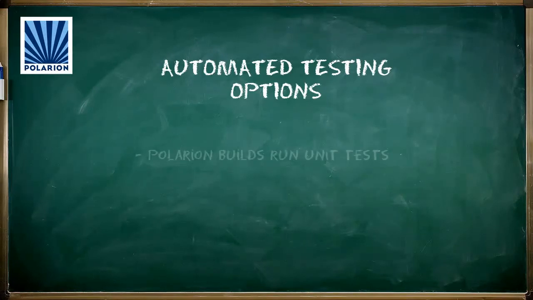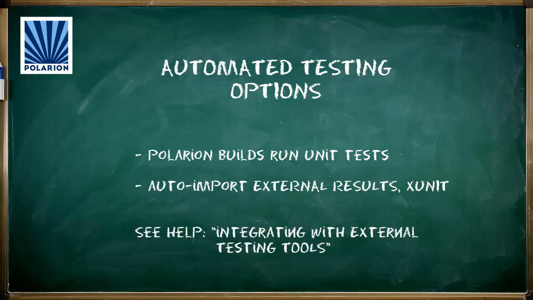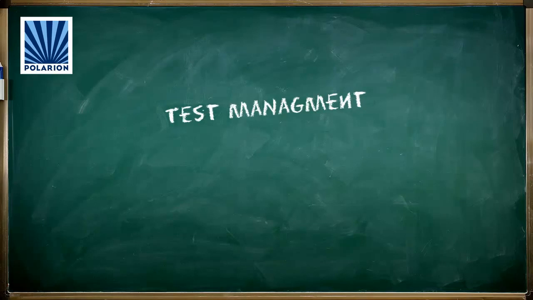There are two ways to use Polarion with automated testing. You can develop unit tests and have them executed as part of the project build, or you can set up Polarion to automatically import an XUnit test results file created by a third-party testing tool. Both of these methods are covered in the documentation chapter on test management.